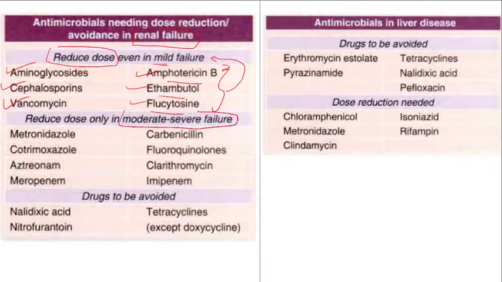And which conditions are there where the dose is reduced only when it is moderate or severe? These are metronidazole, cotrimoxazole, aztreonam, meropenem, then carbenicillin, fluoroquinolones, clarithromycin, imipenem. These are the drugs which can be given in mild renal failure, and that dose can be reduced only in conditions like moderate to severe. So if it is mild renal failure, that would be all okay, we don't have any problem with that in case of mild renal failure.